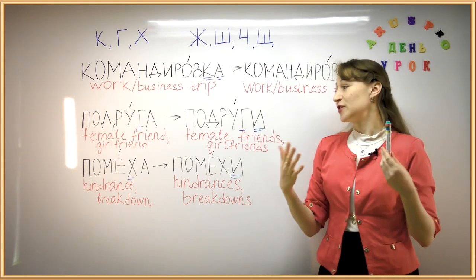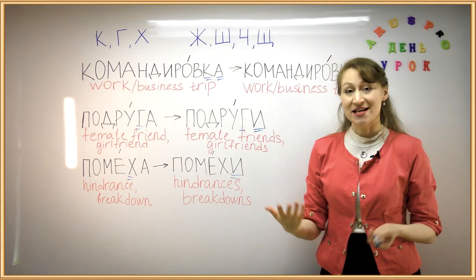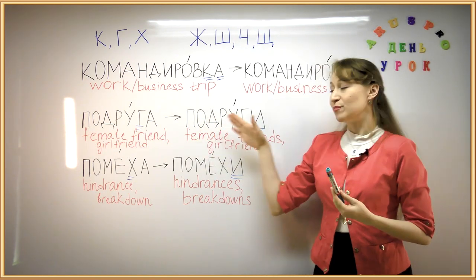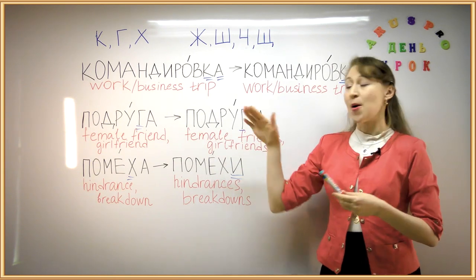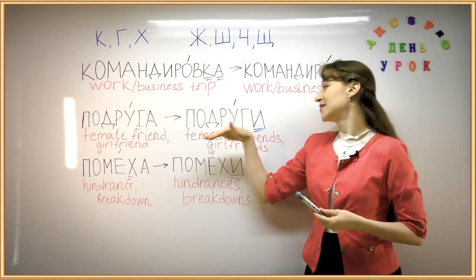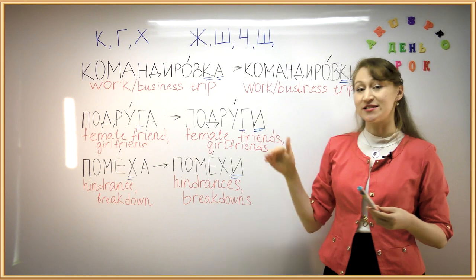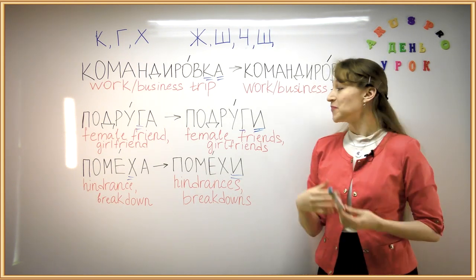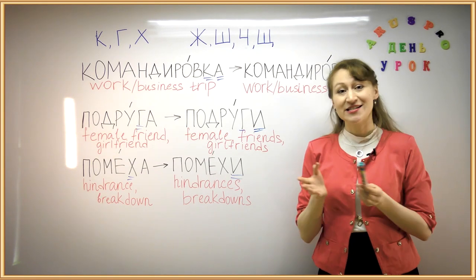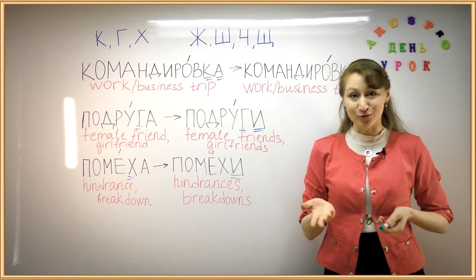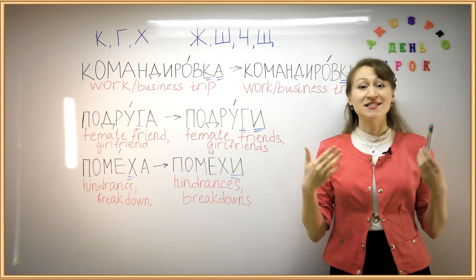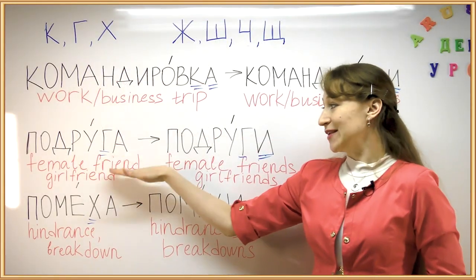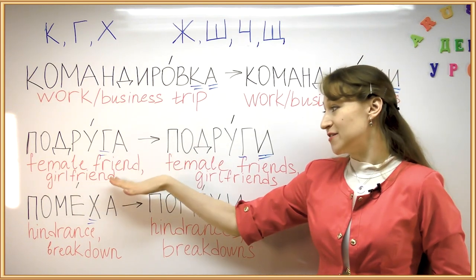So, for example, if a woman says моя подруга or мои подруги in plural, my female friend or my female friends. So for a woman, it's just a female friend. But if a man says моя подруга, that means my girlfriend, so my partner. So please be aware of this difference.